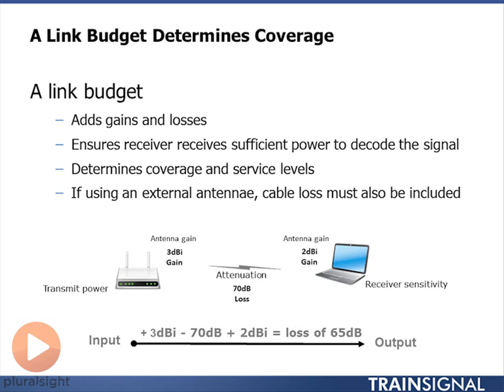So I take my input power, I take away 65 dB, and I want to make sure that I've got more than my receiver sensitivity in order to be able to recover and decode and demodulate my signal. So a link budget is simply adding up the gains and losses to make sure at this transmit power you have exceeded your receiver sensitivity so you can decode and demodulate the signal.